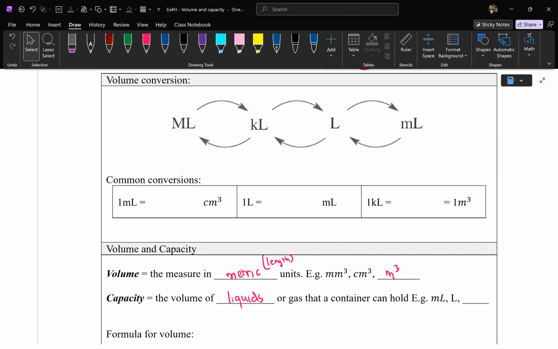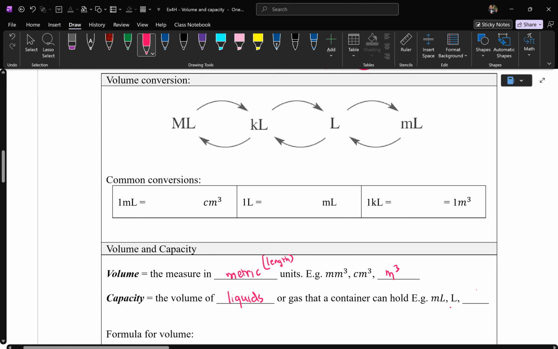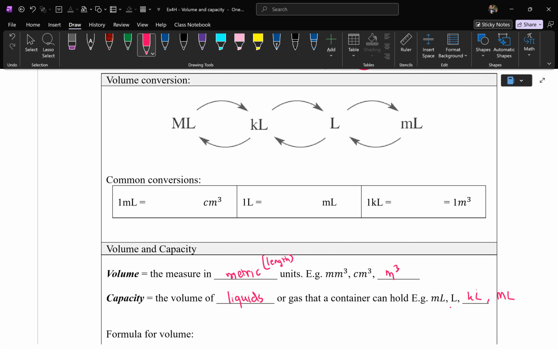One is measured in metric units, and one is measured in liquid or gas, which we talk about milliliters, liters, to kiloliters, to the capital M. Anyone know what capital M means? Megaliters. So this means mega. Okay, so megaliters. And again, it still works in that metric system. It's in tens as well, but they're two different measurements. One is liquid and gas. The other one is more length units.